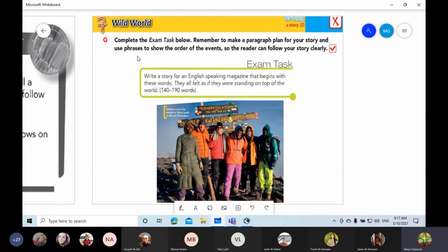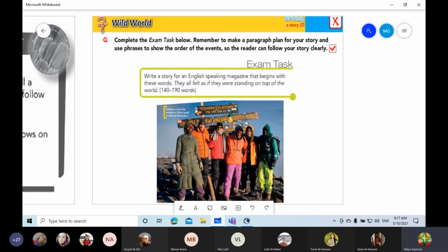We need to use descriptive and precise vocabulary for our story to show the order of events, so the reader can follow your story clearly and understand what you are talking about. Our task is to write a story for an English-speaking magazine that begins with these words. So your story should begin with this sentence.